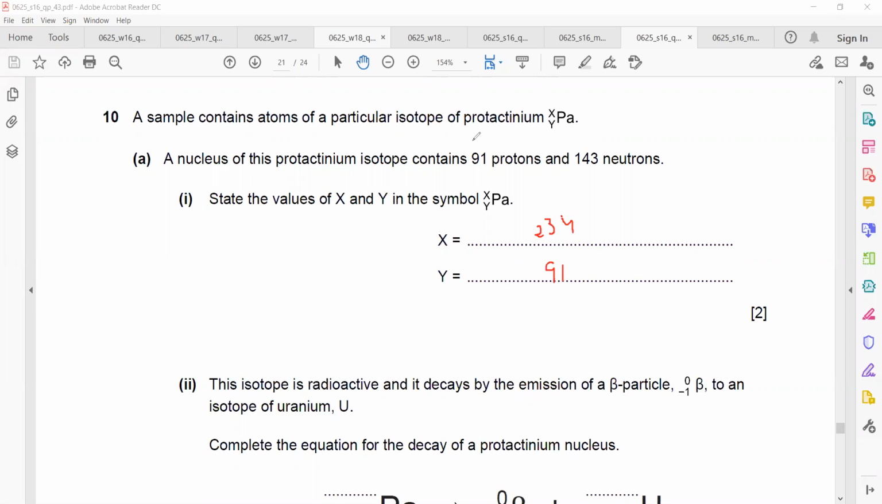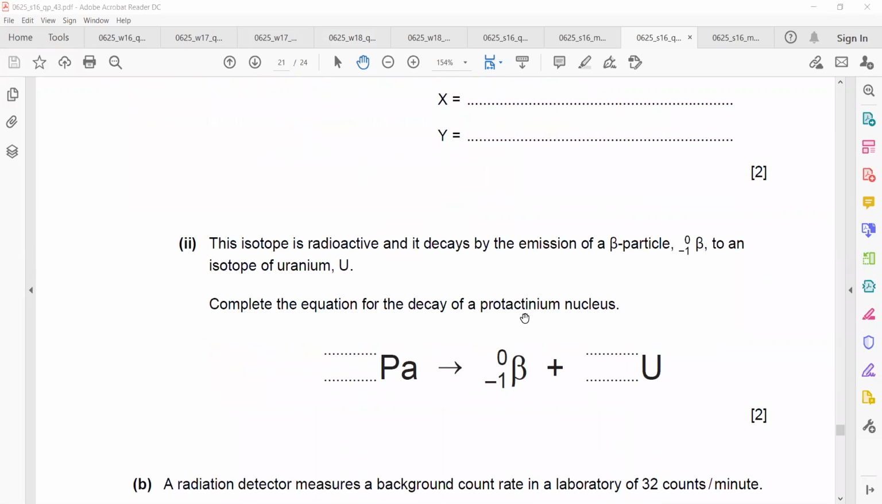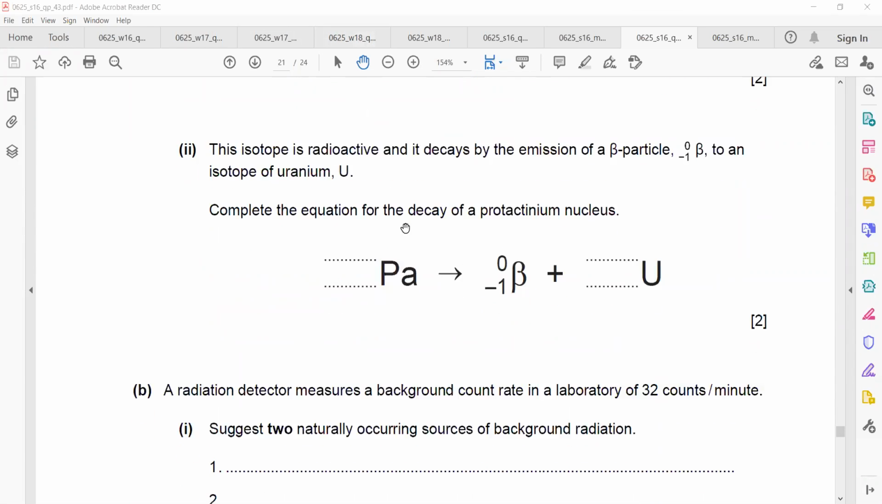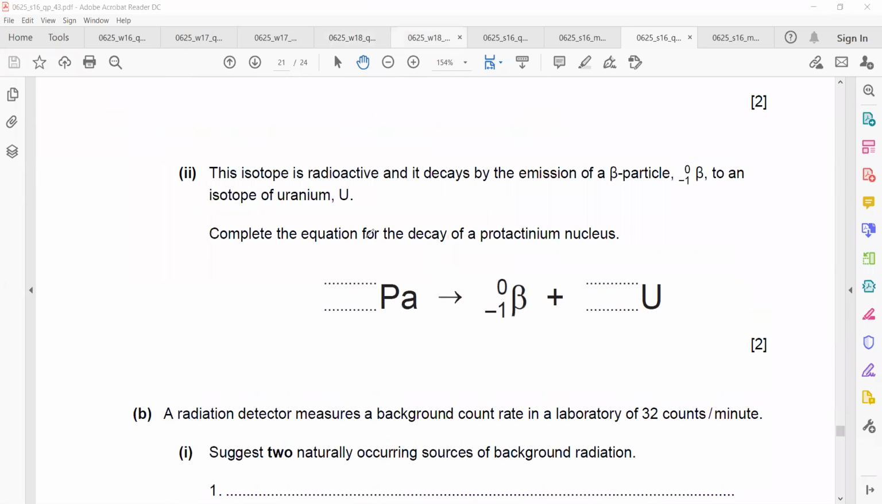The isotope is radioactive and it decays by emission of a beta particle to an isotope of uranium. Complete the equation. So for protactinium, this was 234 and 91. What will be the superscript? That will be 234. And what is the subscript? That is 92.